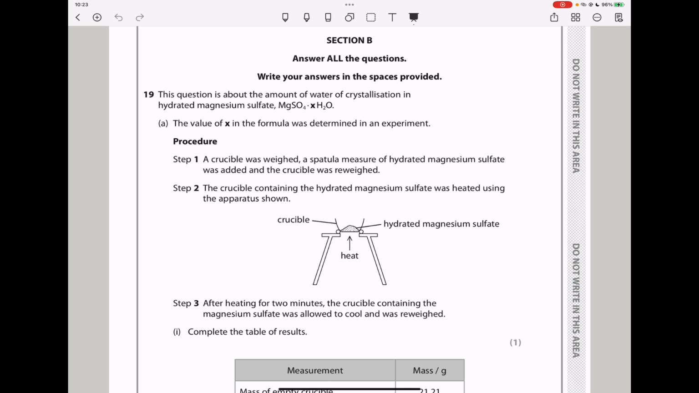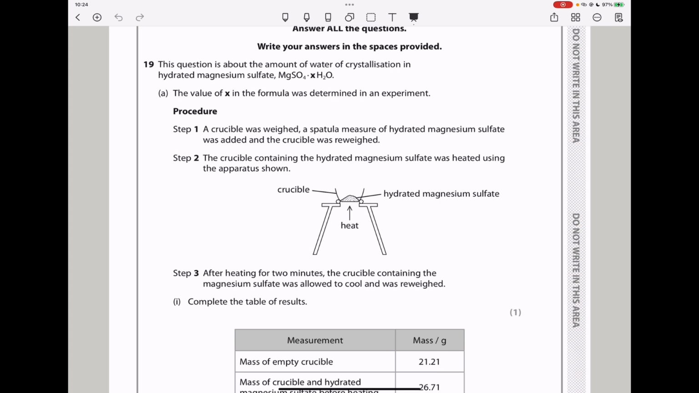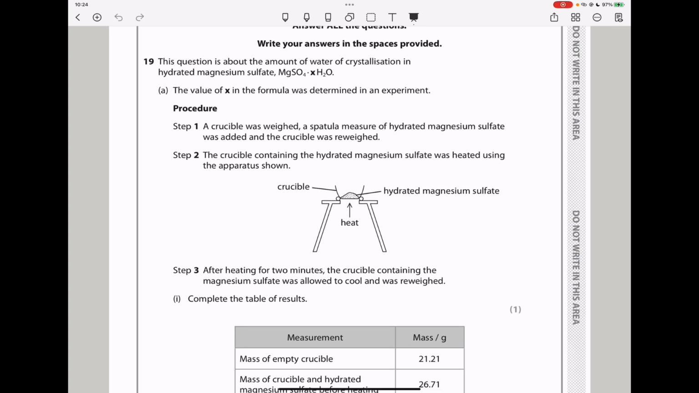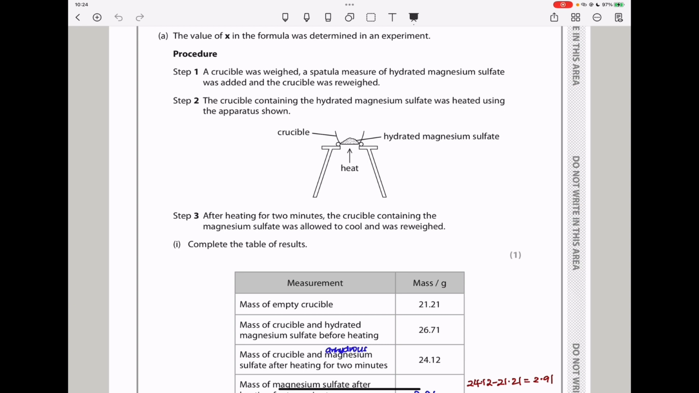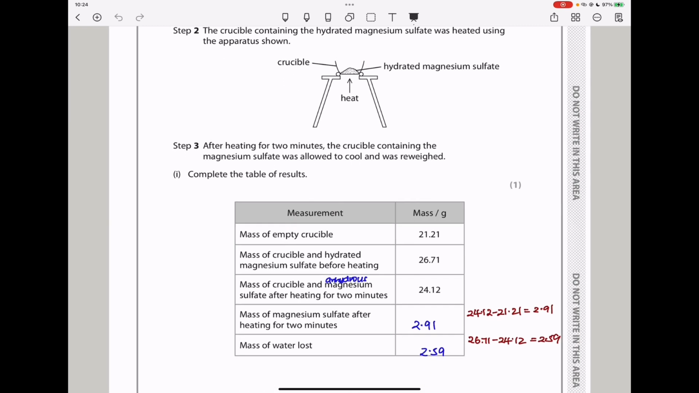In step 1, a crucible was weighed, a spatula measure of hydrated magnesium sulfate was added, and the crucible was reweighed. In step 2, the crucible containing the hydrated magnesium sulfate was heated using the apparatus shown. Here we see the sample, the crucible, and we see the heat. In step 3, after heating for 2 minutes, the crucible containing the magnesium sulfate was allowed to cool and was reweighed. They want you to complete the table of results.